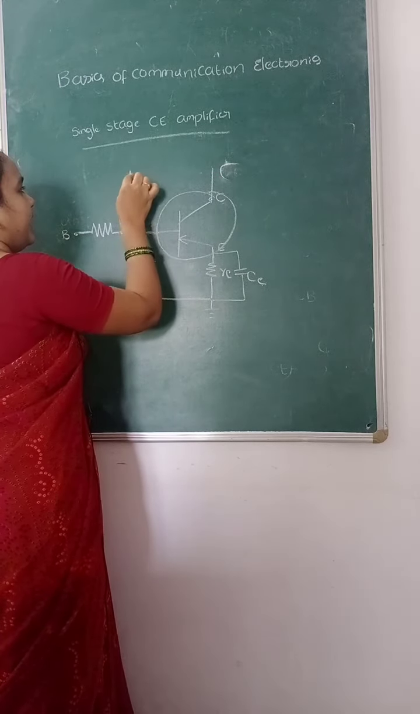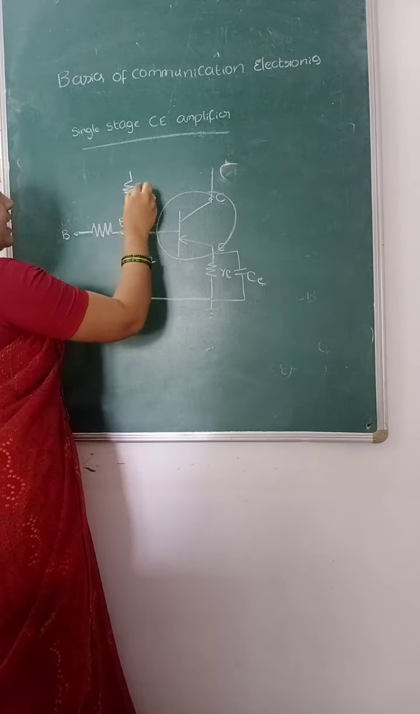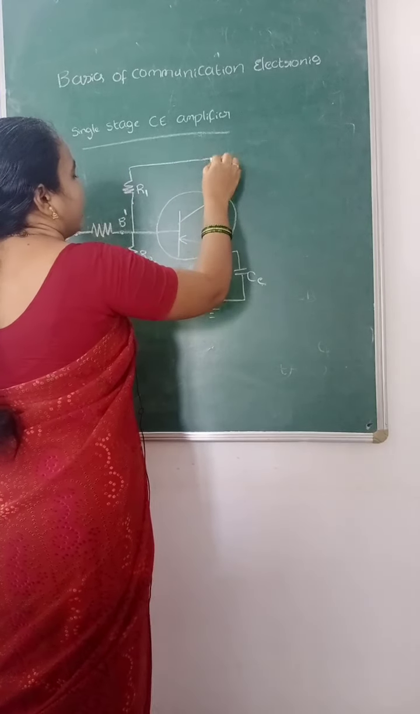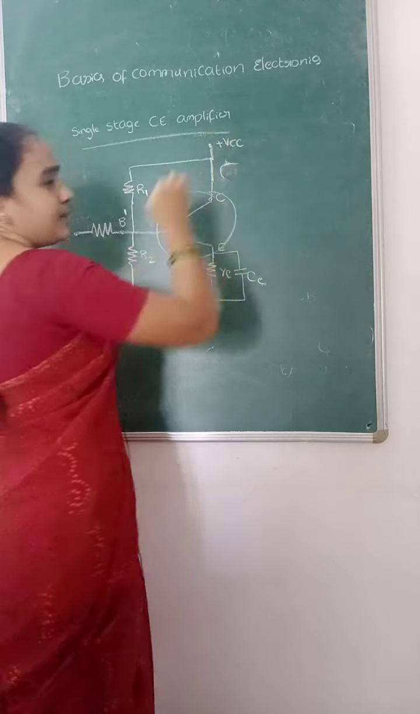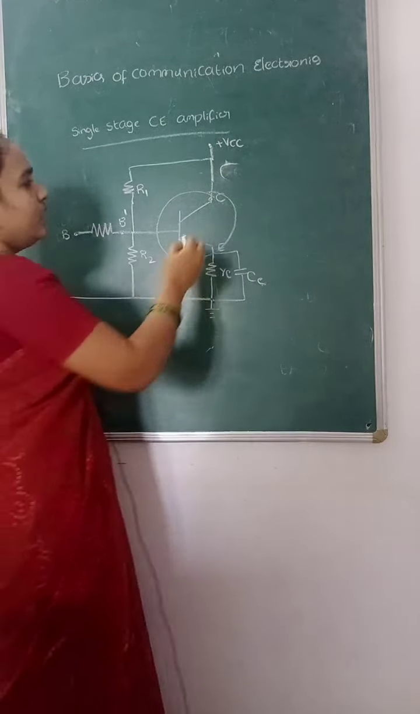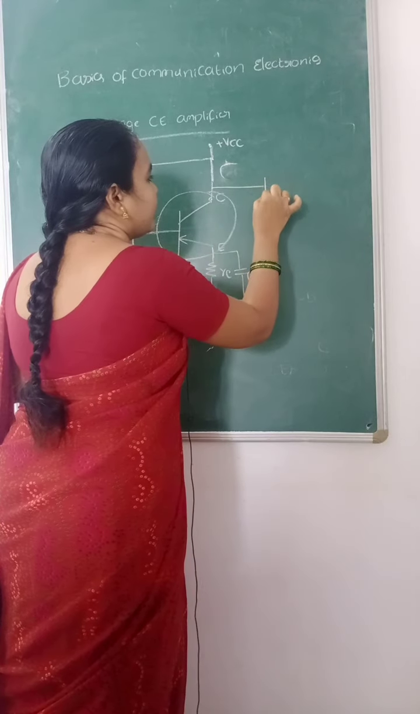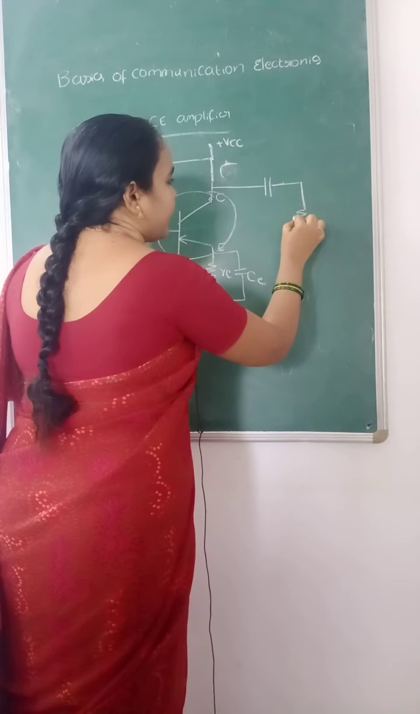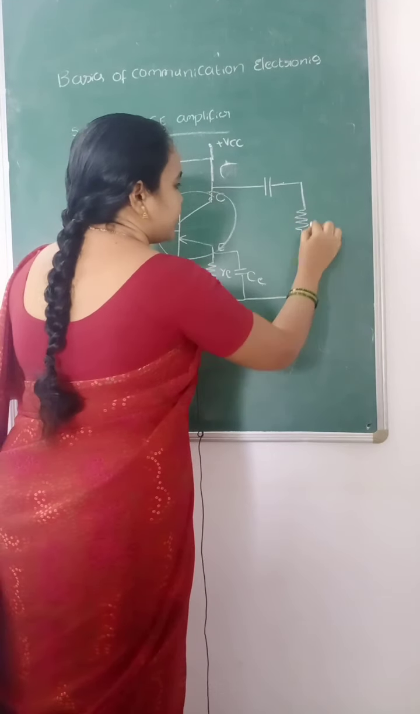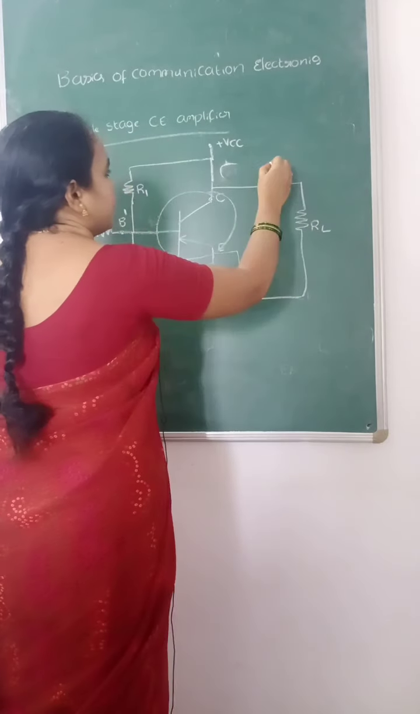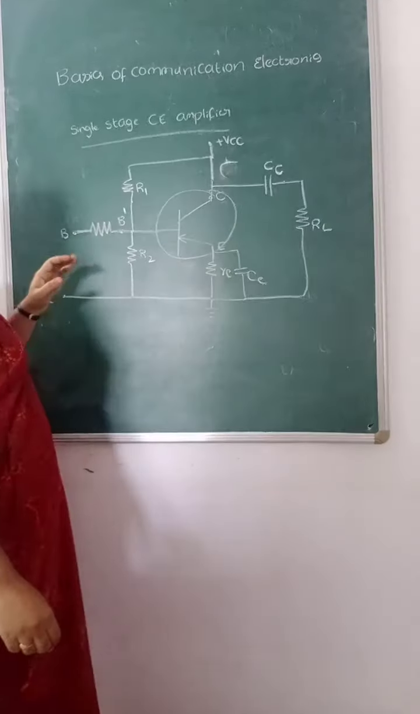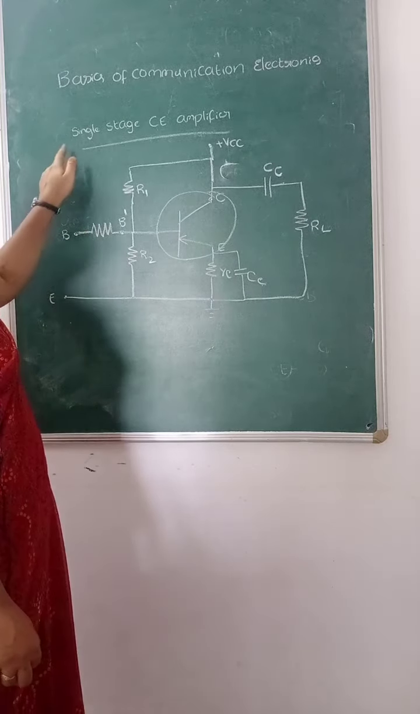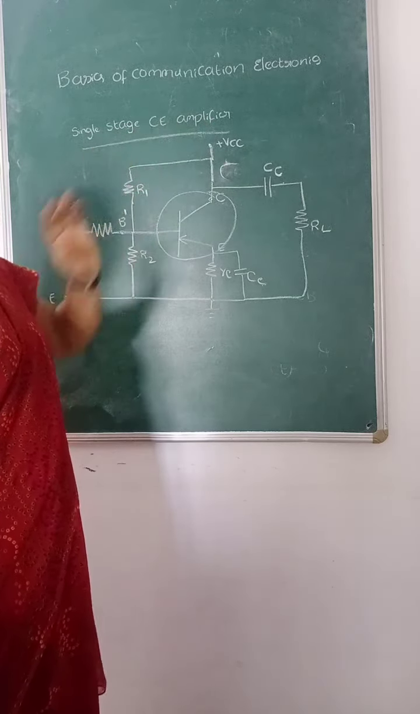Between the collector and the base terminal we connect another resistance called R1. These two are connected to a power supply, plus VCC. From the collector there is a capacitance, and the output is taken across the load resistance RL. This is the collector capacitance. This is the total circuit to construct a single stage common emitter amplifier.